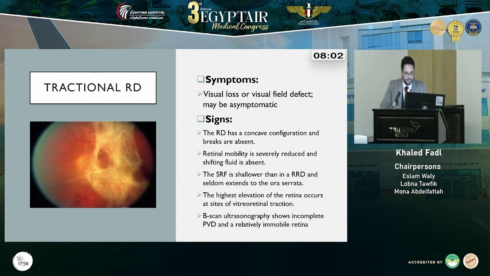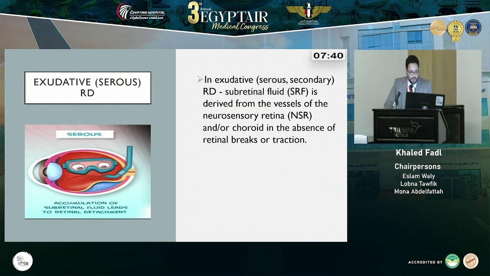In the signs, the RD has a concave configuration, and breaks are absent. Retinal mobility is severely reduced, and shifting fluid is absent. The subretinal fluid is shallower than in rhegmatogenous RD and seldom extends to the ora serrata. The highest elevation of the retina occurs at sites of vitreoretinal traction, and B-scan ultrasonography shows incomplete PVD and a relatively immobile retina.